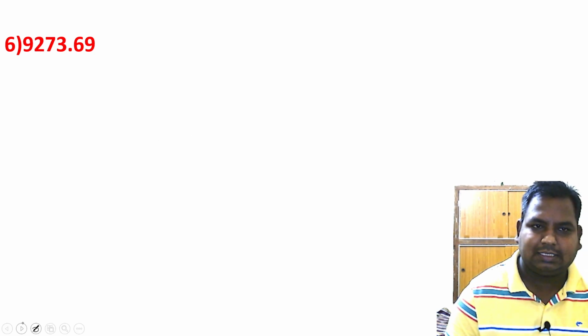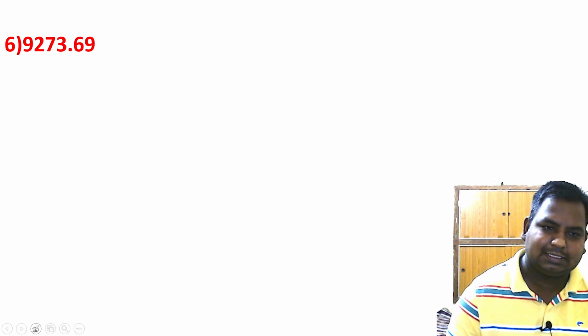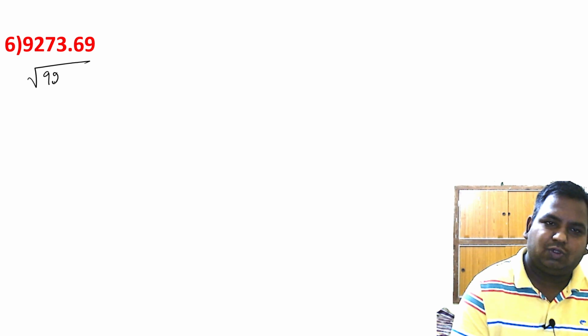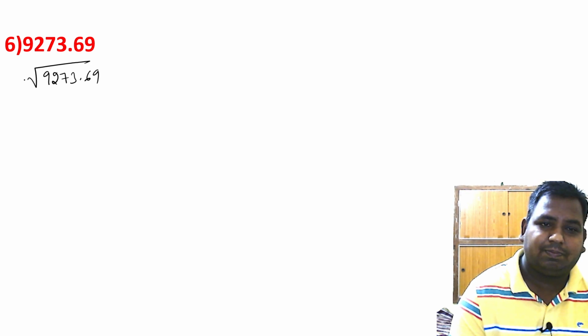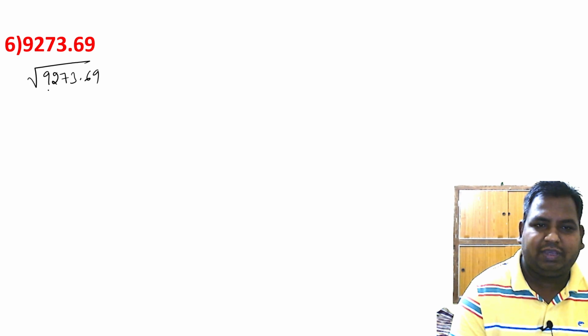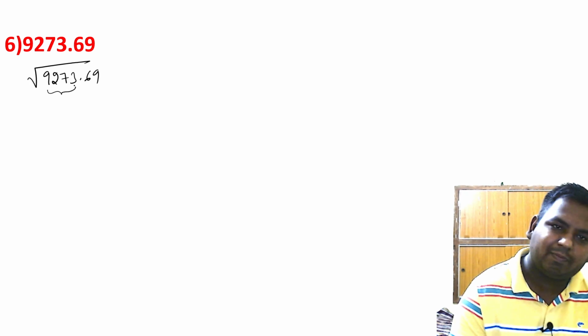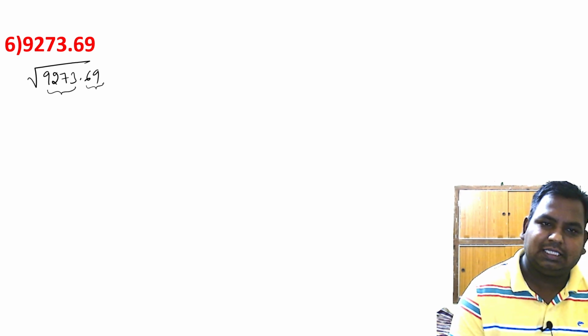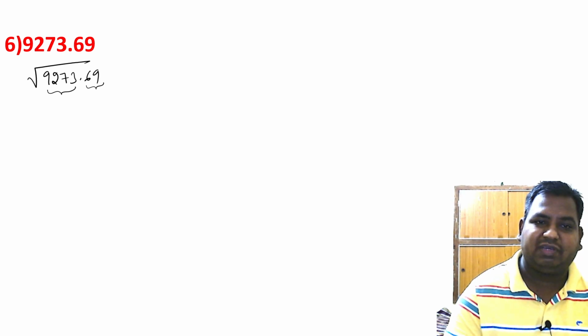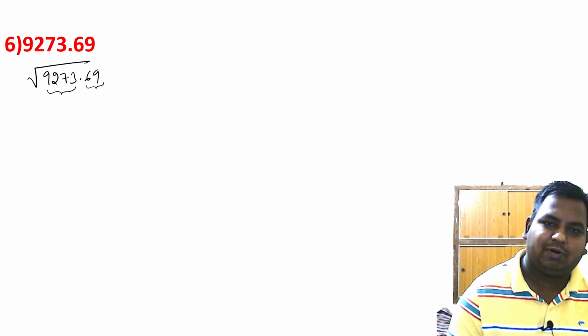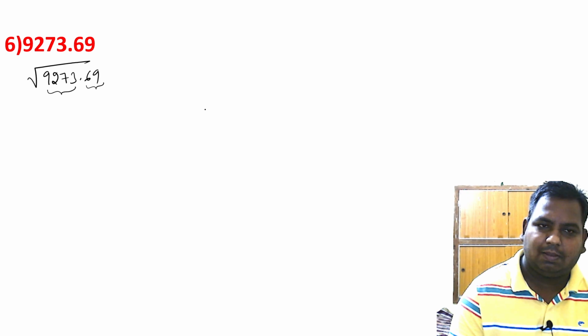Okay. Next, question number 6 we'll discuss. It's under root 9273.69. Same process. But here we have 4 digits in the whole number part. We have 2 digits in the decimal part. So we have an even number of digits. We can continue our process without having any changes.